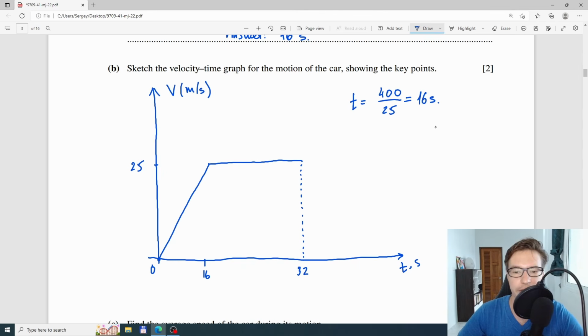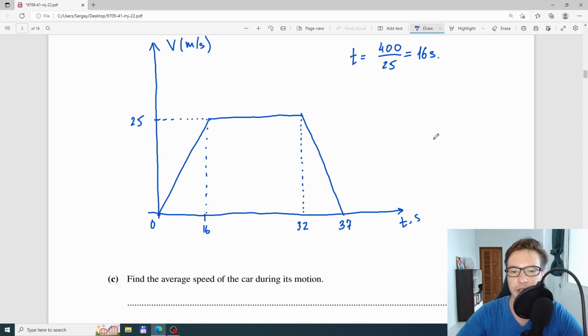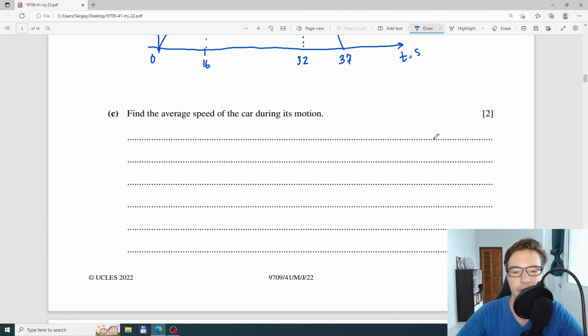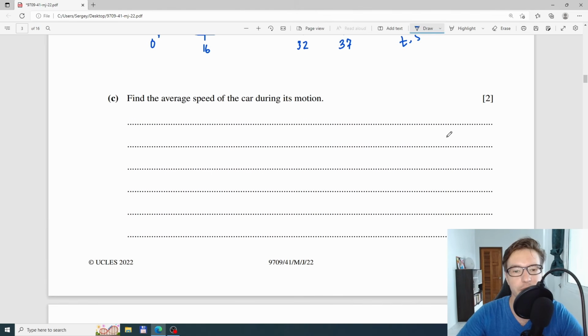Next, we're decelerating. Again, it's going to be a straight line, descending. We decelerate to rest for 5 seconds. So we're going to reach the velocity of 0 at 37 seconds. Here we go, that's our velocity time graph with all the key points. Next question, find the average speed of this car during the motion.